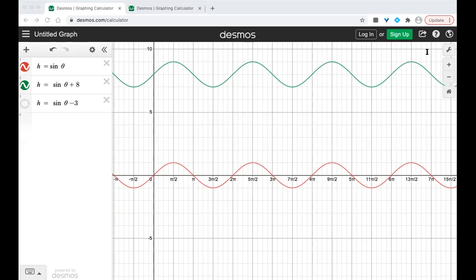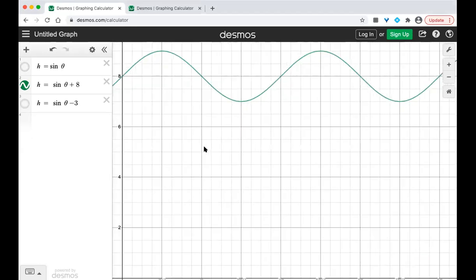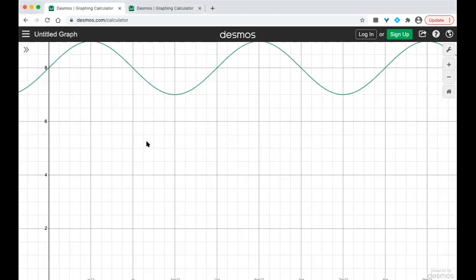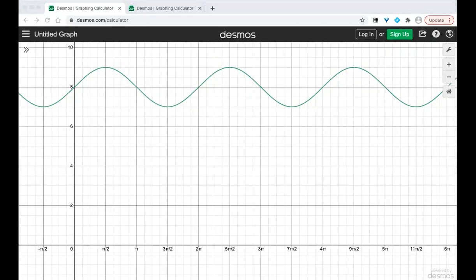Okay, here's another question for you now. Looking at this function, sine theta plus 8, and I'll zoom in on this a little bit more. What would you say is the middle value for the outputs of this function? Where do you think the middle value for the outputs of this function is? So again, pause the video and think through this. See if you can figure out what the middle value is for the outputs of this function.